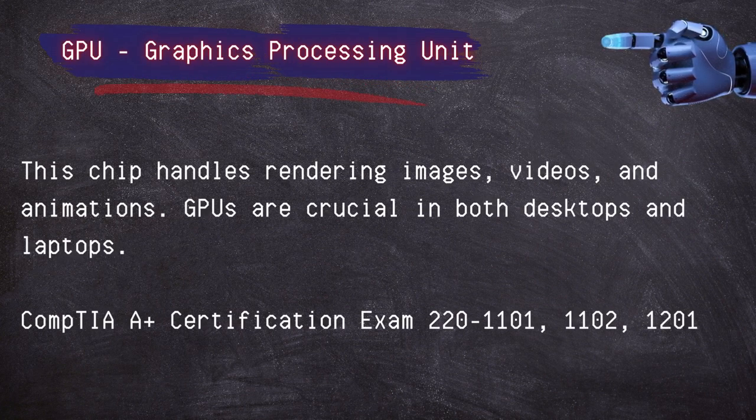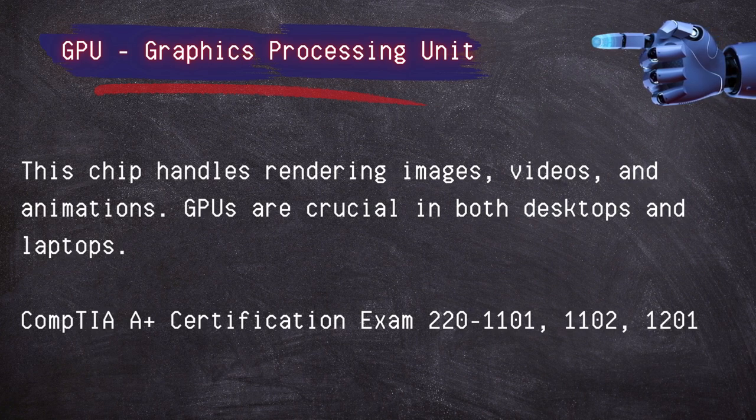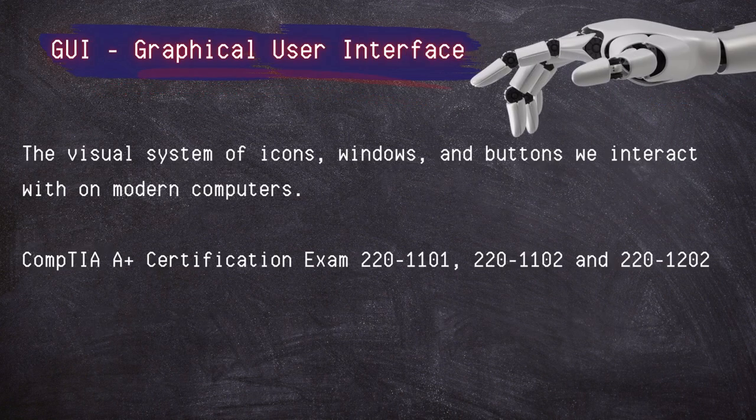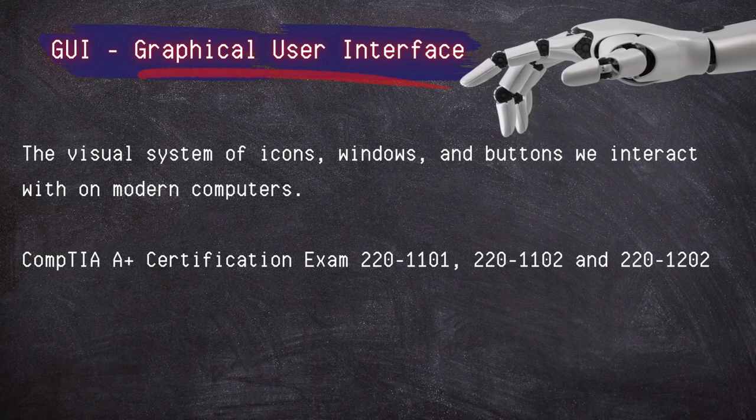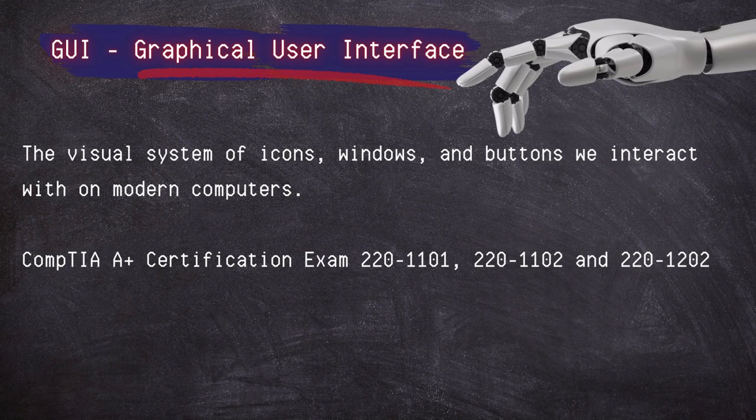GPU refers to the graphics processing unit. This chip handles rendering images, videos, animations. GPUs are crucial in both desktops and laptops. GUI is short for Graphical User Interface. The visual system of icons, windows, and buttons we interact with on modern computers.